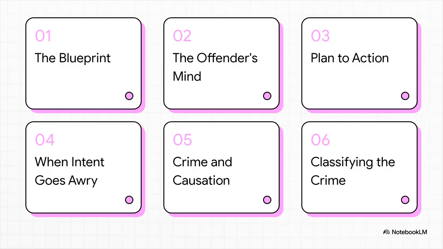Our architectural briefing, if you will. First, we'll look at the fundamental blueprint of what a felony even is. Then, we're diving deep into the mind of the person committing it. After that, we'll track the whole journey from a simple plan to a completed action. We'll look at what happens when intent misfires, and trust me, it gets weird. We'll connect the crime to its consequence, and then finally, we'll classify the finished structure of the crime.